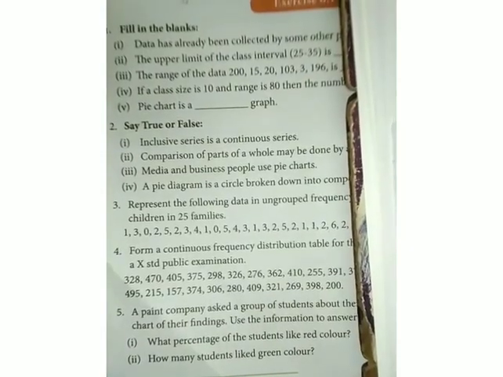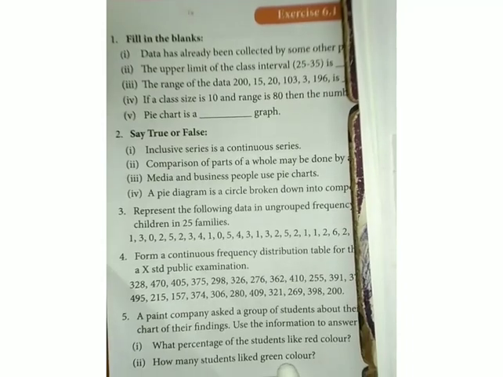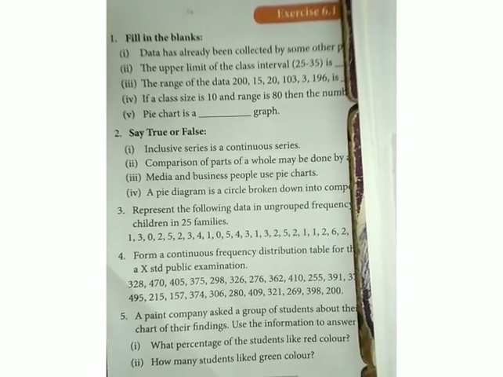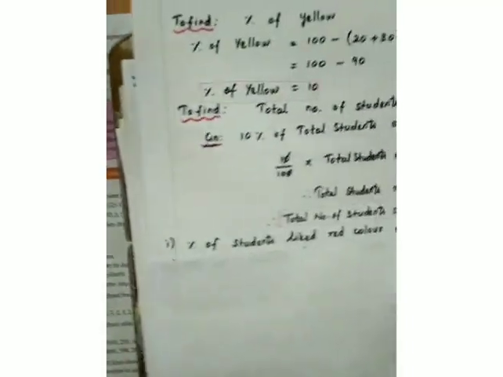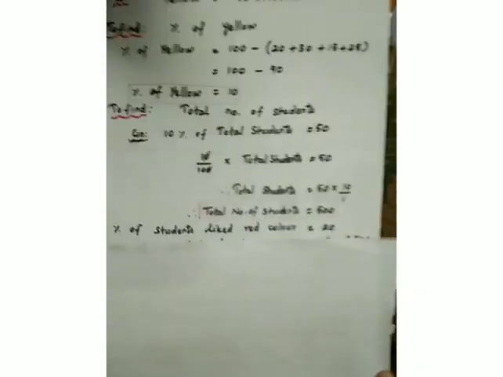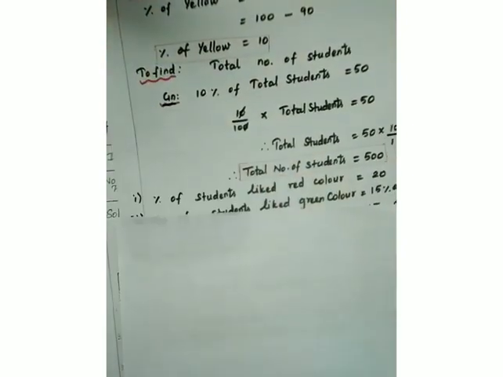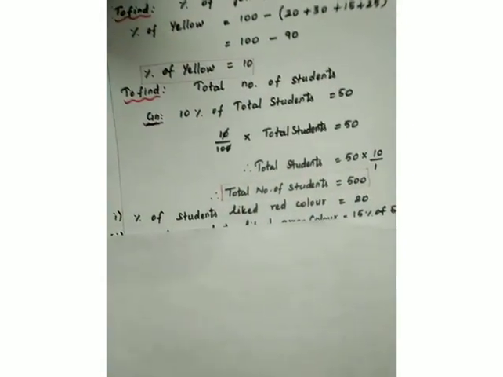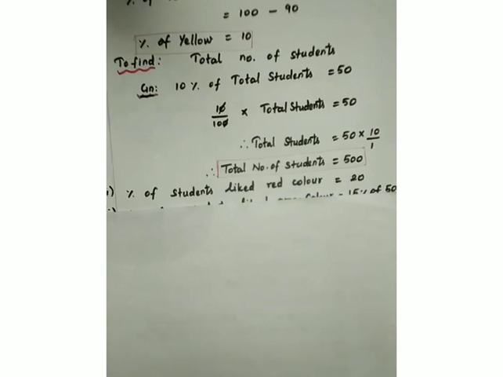Now first subdivision. What percentage of the students like red color? In the diagram they have represented 20%. So the percentage of students who liked red color is 20. Then second subdivision, how many students liked green color? So here in the diagram they have given 15% in green color.